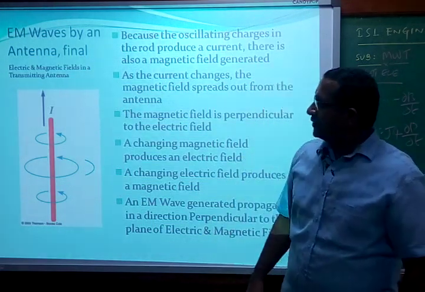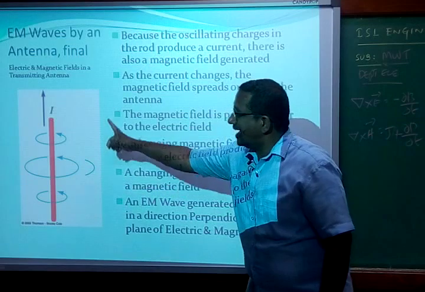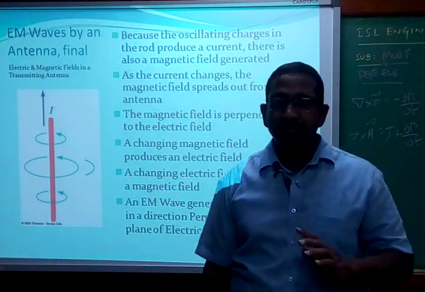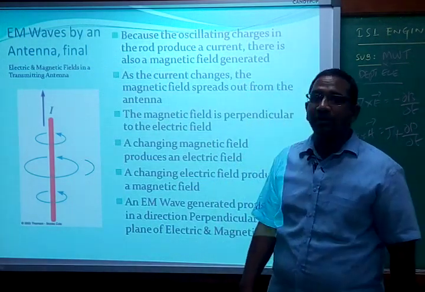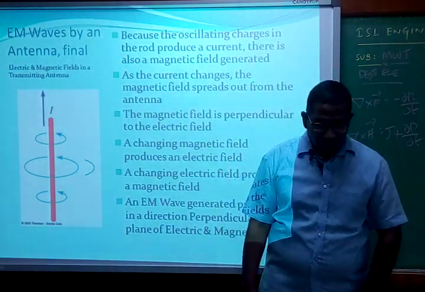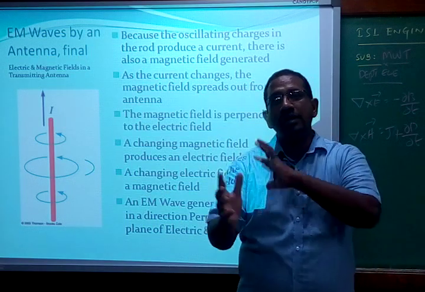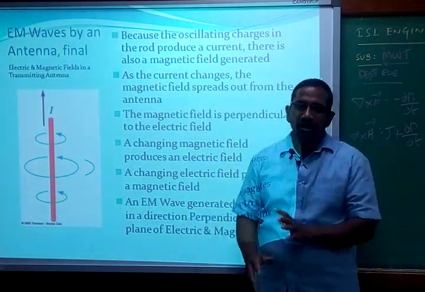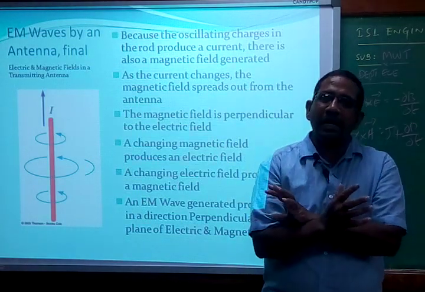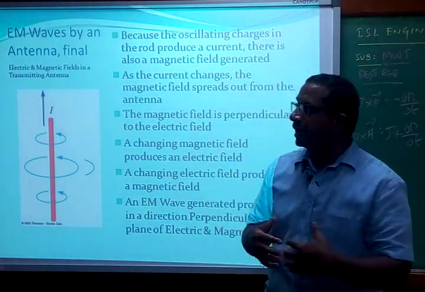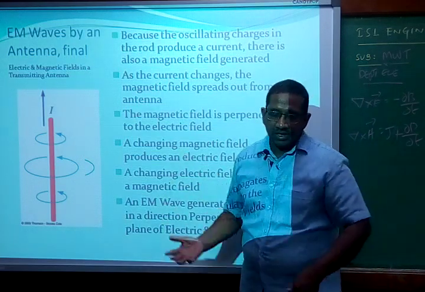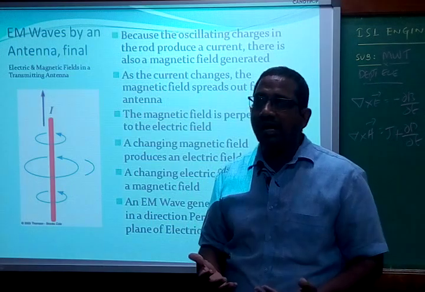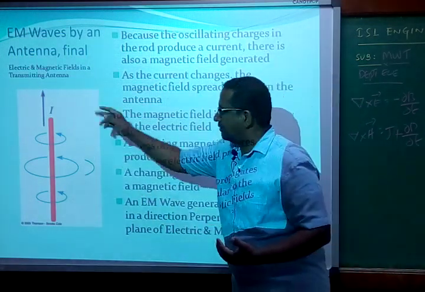Now here, if you transmit only the electric field, the magnetic field is going to get induced by the antenna. That means it is something like buy one get one free. If you buy electric current, you are going to get a magnetic field. By virtue of the antenna's operation, nature is going to give us the magnetic field. So due to the existence of electric and magnetic fields, the electromagnetic field is going to get generated by a transmitting antenna.